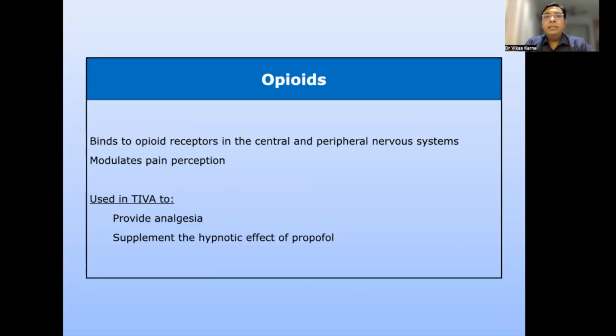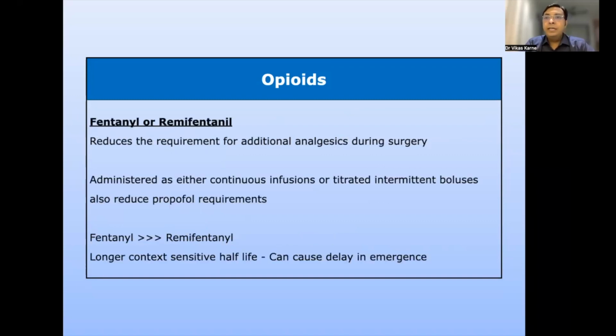Coming to opioids, as we know, they bind to the opioid receptors centrally and peripherally and modulate pain perception. It is used in TIVA to provide analgesia and also to supplement the hypnotic effects of propofol. Fentanyl and remifentanil are currently being used. It reduces the requirement of additional analgesic during and after surgery. Administered as a continuous infusion or titrated intermittent boluses, it also reduces the requirement of propofol.